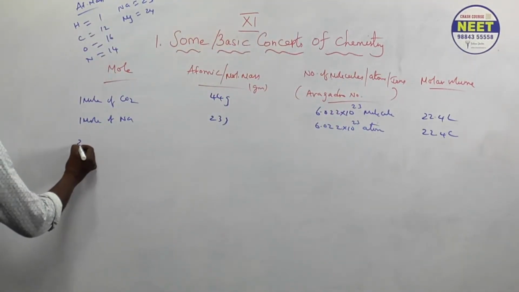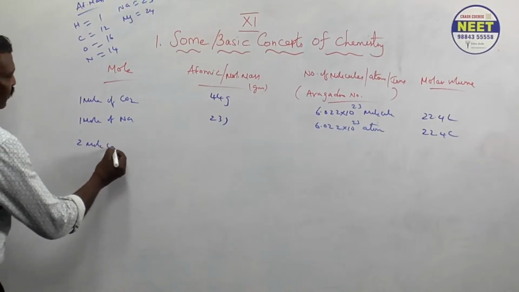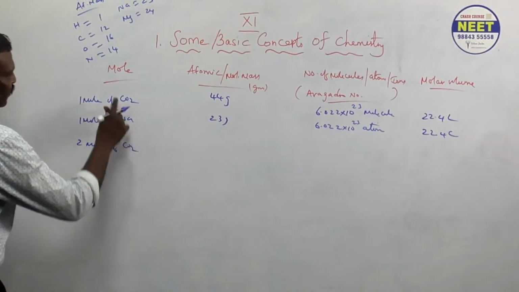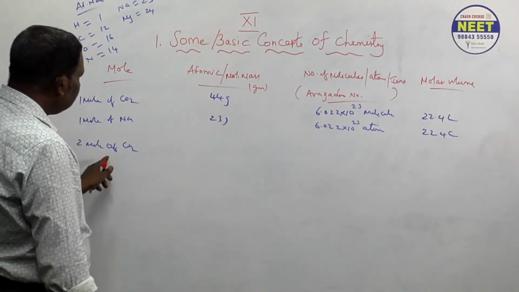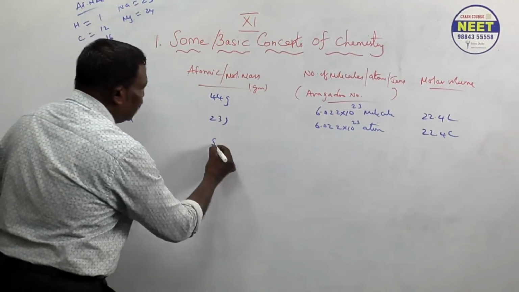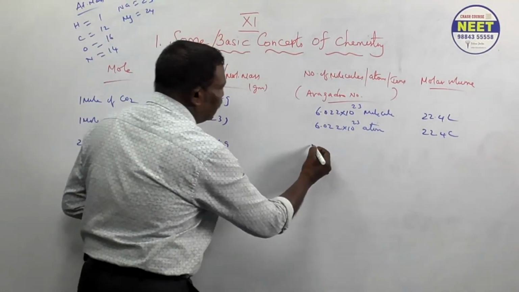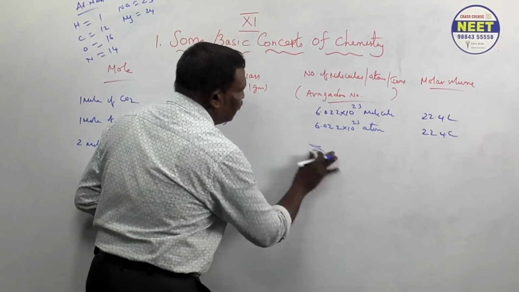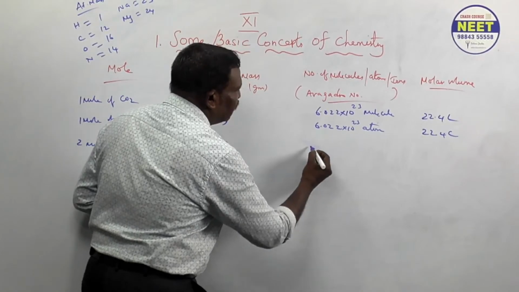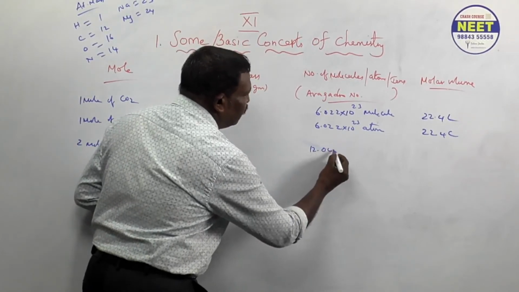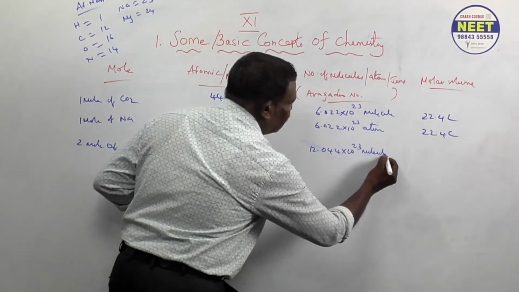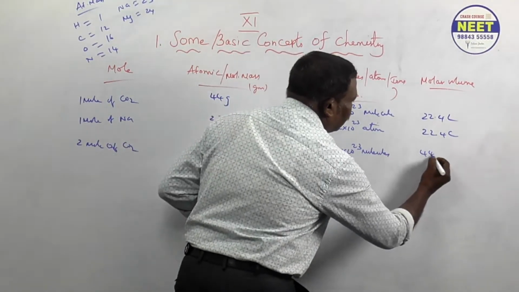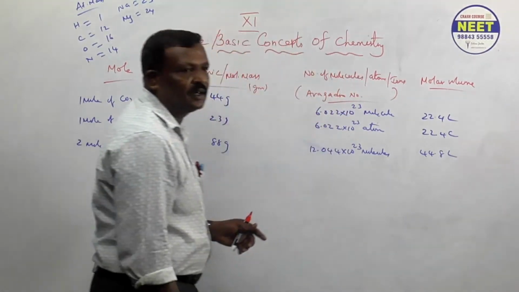So I want 2 mole of CO2. What should I do? 2 into 44, 88 gram. This also, 2 into 6.022 into 10 power 23, so approximately 12.044 into 10 power 23 molecules. Correct or not? This also 44.8 liters. Correct or not?